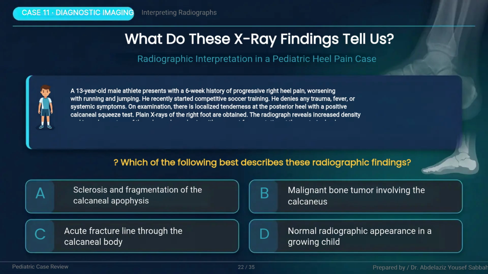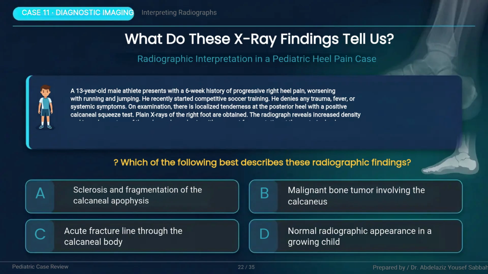Plain X-rays of the right foot are obtained and reveal increased density and irregular contour of the calcaneal apophysis, with apparent fragmentation at the posterior heel. Which of the following best describes these radiographic findings? Option A. Sclerosis and fragmentation of the calcaneal apophysis. Option B. Malignant bone tumor involving the calcaneus. Option C. Acute fracture line through the calcaneal body.